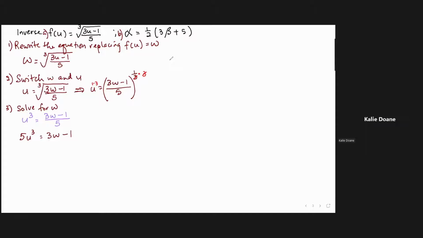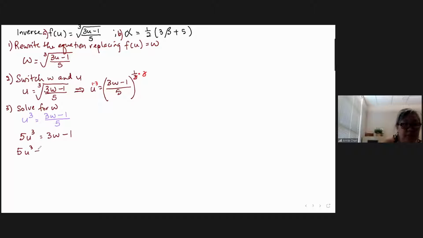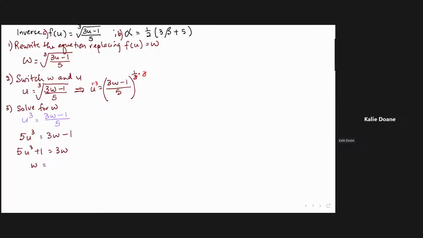Wouldn't you add 1 to both sides? Add 1 to both sides. I will have 5U to the third plus 1 equals 3W. And what is W? Five U to the third plus 1 divided by 3.